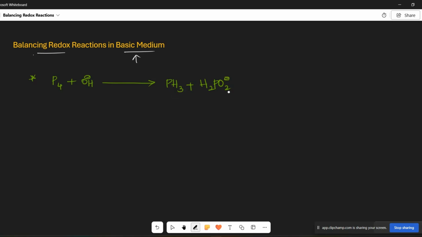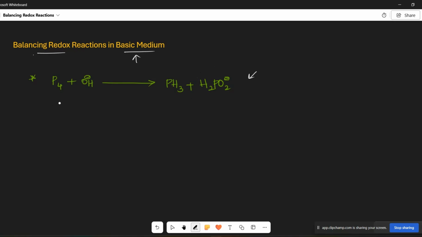One more thing is that you can also solve this redox reaction by using acidic medium. First, you balance it the way you do in acidic medium, and at the end you just add OH negative ions on both sides, and that's how you can do it. But if you want to solve it in purely basic medium without adding any H plus ions, then this is the method that you can follow.